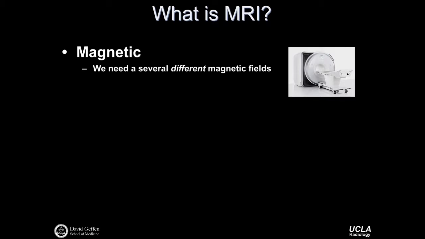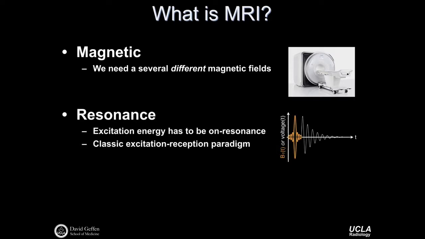The M stands for magnetic. We use a large magnetic field, and in fact we need several different magnetic fields to generate a magnetic resonance imaging. We'll learn about these different fields through the course of the following lectures.